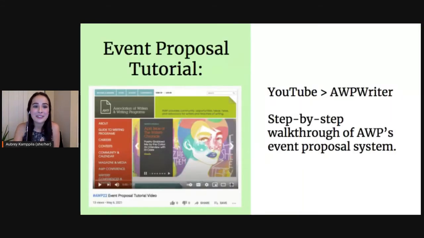To begin, if you're looking for a step-by-step walkthrough through the event proposal system, there's actually another video that might be a more helpful resource for that. If you look on AWP's YouTube channel at AWP Writer, that video is called the Event Proposal Tutorial Video, and it shows you step-by-step, click-by-click, how to navigate AWP's website and the event management system on our website to go from a draft proposal to a submitted proposal. So if that's the resource that you're looking for, I'd recommend clicking away to go watch that video. And if not, you can stick with me for some more general information about event proposals.